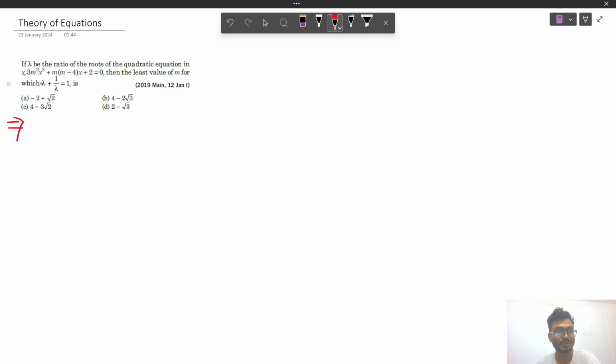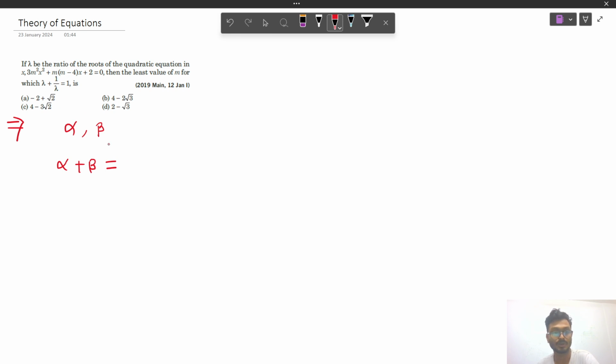So first of all, what is given in that question? In that question it is given that lambda is the ratio of the roots of this quadratic equation, then find the least value of m which satisfies this equation. So suppose alpha and beta are the two roots of this equation. Then what we know is that alpha plus beta, the sum of the roots, will be minus b by a.